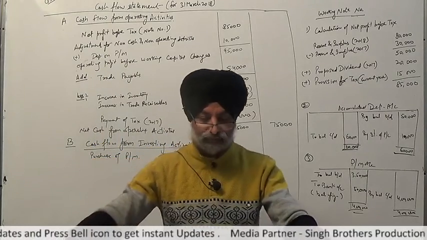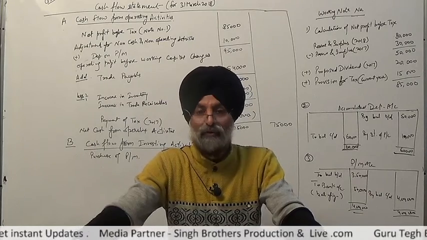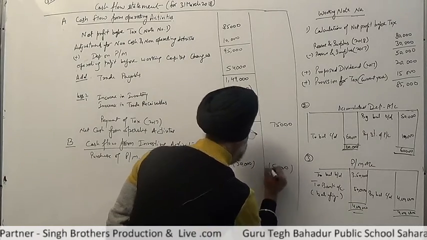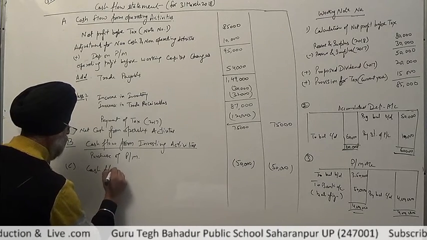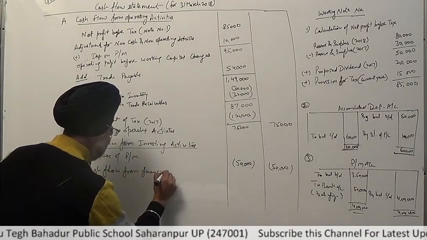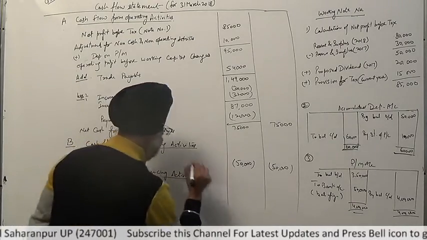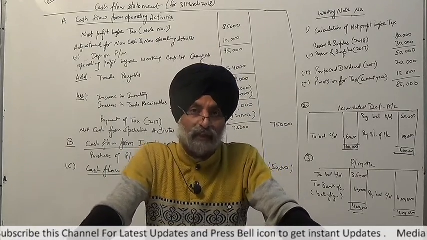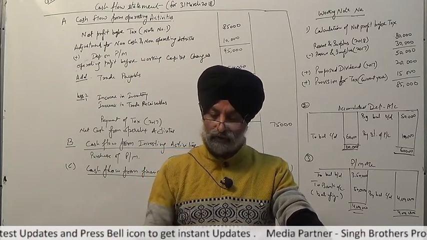Then come to the third part of the cash flow. This is cash flow from financing activity. In this, if there is any issue of share capital, debentures, or payment of loan, short-term, long-term loans, this is required here.